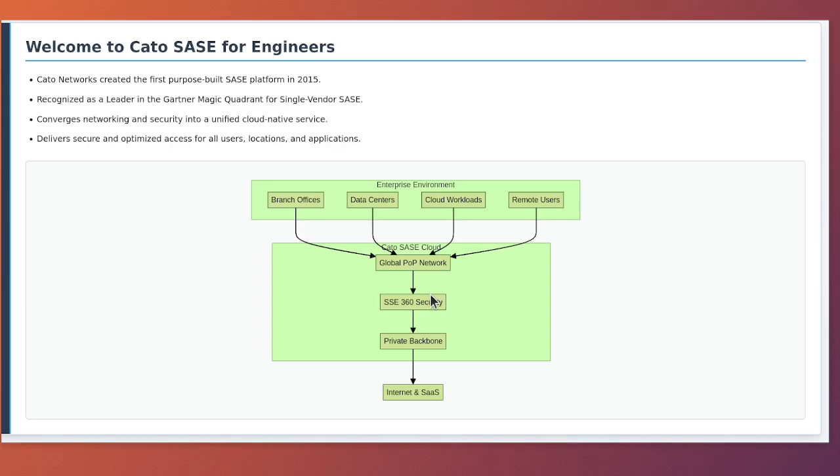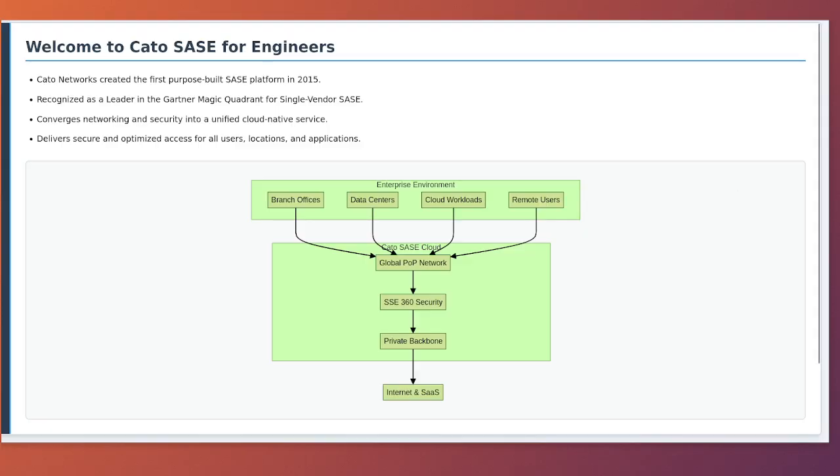In this comprehensive presentation, we will explore the Cato SASE platform from an engineering perspective. Cato Networks created the first purpose-built SASE cloud service back in 2015, 4 years before Gartner officially introduced the SASE category in 2019. This makes Cato one of the true pioneers and leaders in the SASE space.